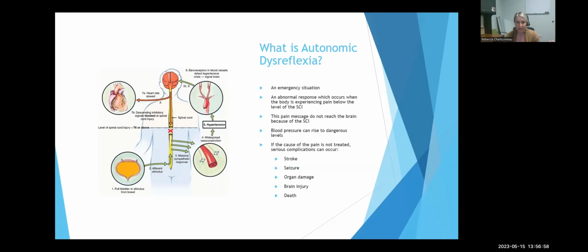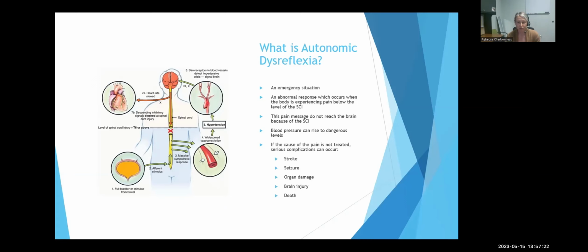Episodes of AD can result in extreme elevations in blood pressure. So we're talking as high as 300 systolic. And untreated episodes of AD may have very serious consequences. This could include things like intracranial hemorrhages, retinal detachments, seizures, cardiac arrhythmias, myocardial infarctions, and even death.